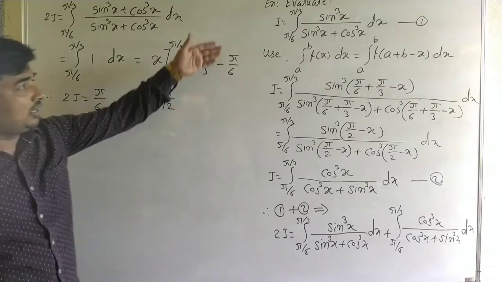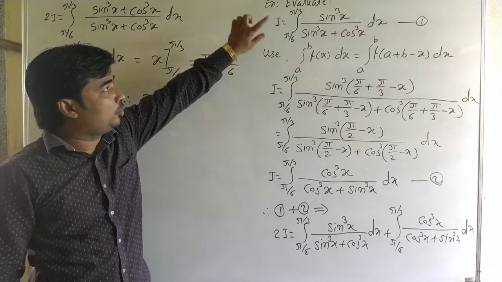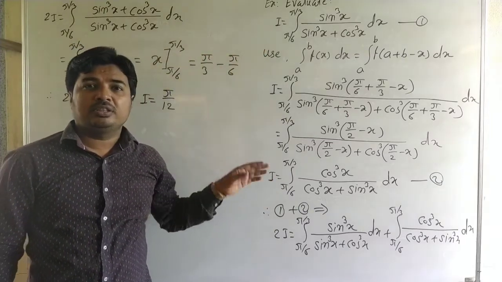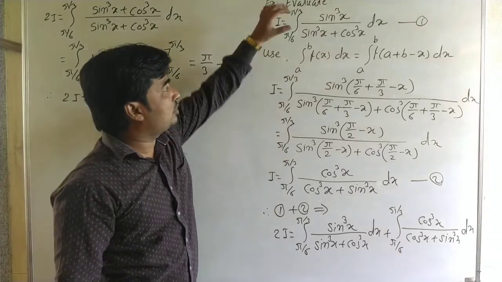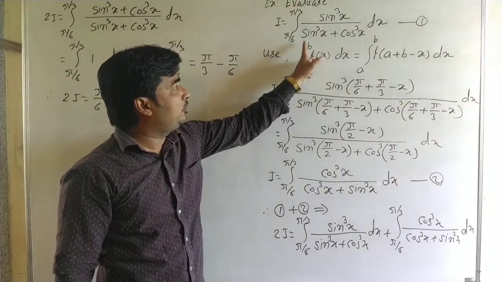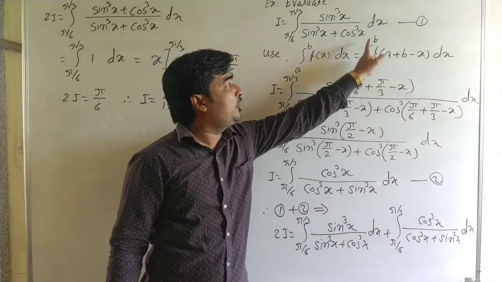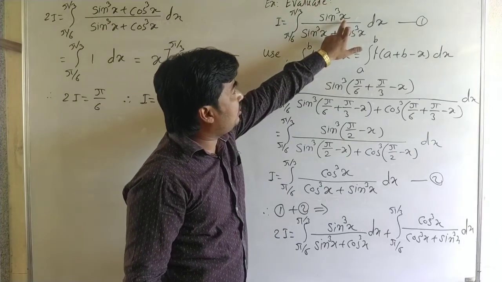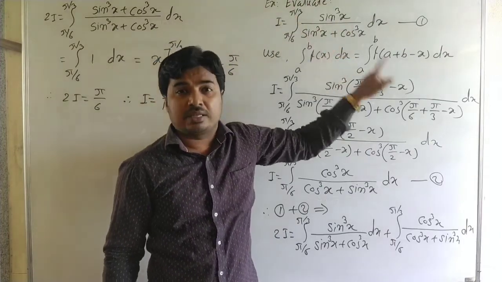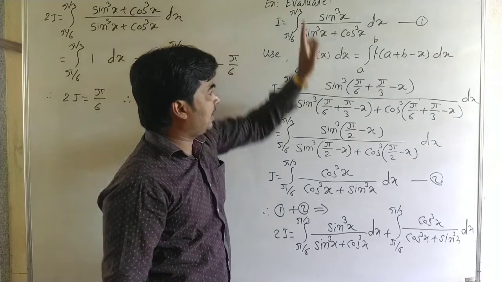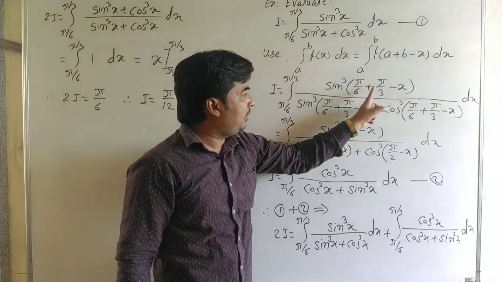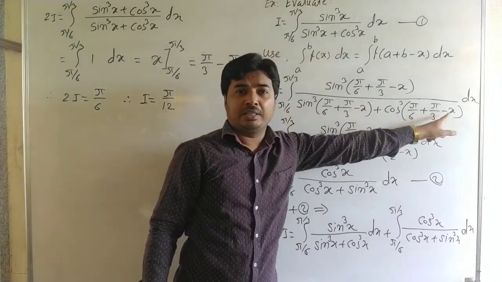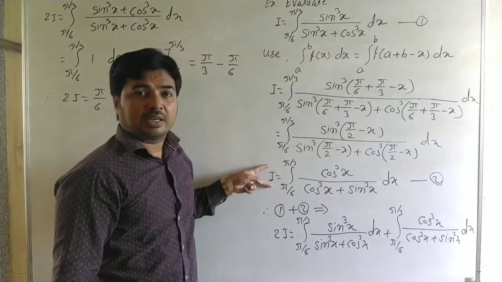See carefully this solution method. Take the original integral, use the property, and then add the two integrals. Observe how the property is used: integral a to b f of x is equal to integral a to b f of a plus b minus x. That means wherever there is x in f of x, we write a plus b minus x; x is replaced by a plus b minus x. Then calculate, and we get this integral.